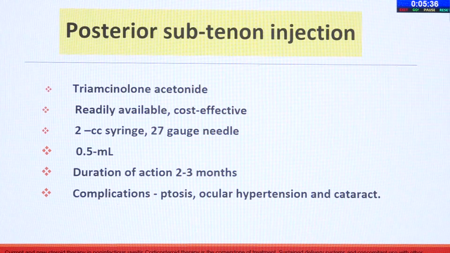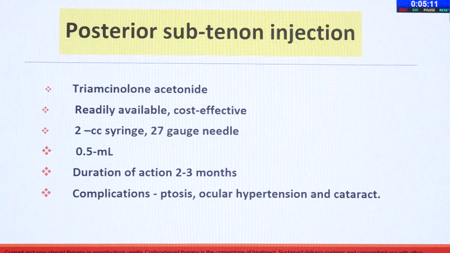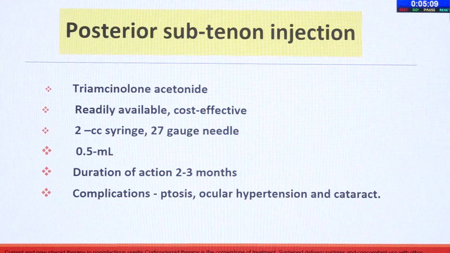Coming to the posterior subtenon injection, many of us are giving it, and triamcinolone is the drug of choice. It is readily available and cost effective. You take a 2 cc syringe, a 27 gauge needle, and give 0.5 ml. The duration of action is 2 to 3 months. Complications are ocular hypertension and cataract, and in some patients, if you inject it into the levator palpebrae, there can be ptosis, which can be embarrassing to you.